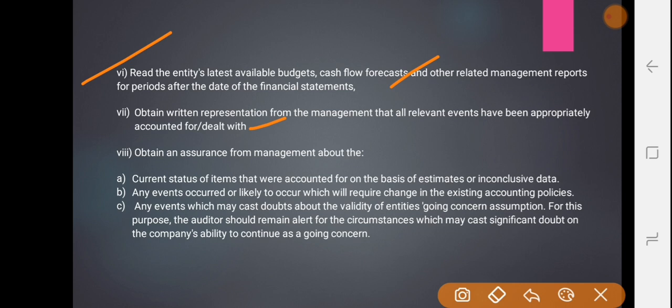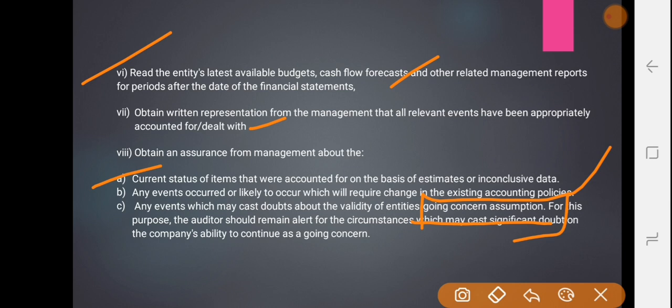Okay, then obtaining an assurance from management about the current status of items that were accounted for on the basis of estimates or inconclusive dates. Any events occurred or likely to occur which will require changes in the existing accounting policies. Then any event which may cast doubts about the validity of the entity's going concern assumption. About the going concern assumption, we will learn in detail in the next class.